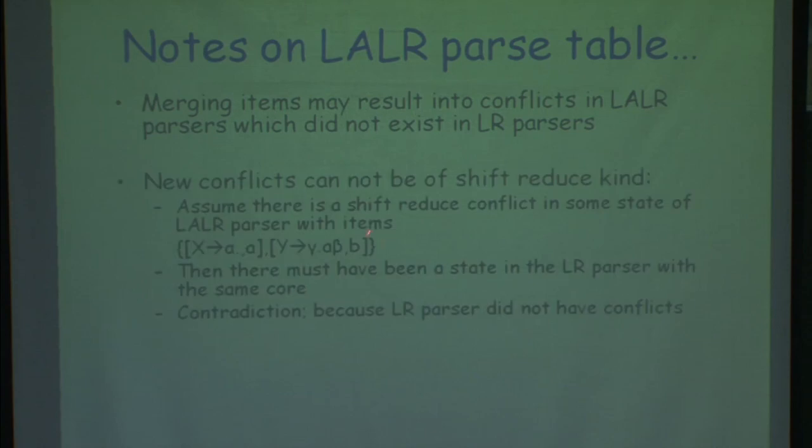So here is a small argument which says why I cannot have a shift-reduce conflict. A shift-reduce conflict will come only if I have LR(1) items of this form: X goes to alpha dot with a lookahead of A, and Y goes to gamma dot A beta with a lookahead of B. Okay? Now what is happening here? In this case, I am ready for reduction, and in this case, I am saying that I can shift. Now, if I have such LR(1) items in the LALR parse table, then there must have been some state from where I arrived at this state. Okay? So a similar conflict must have existed in the earlier state, before merger, and therefore I cannot have any kind of shift-reduce conflicts.